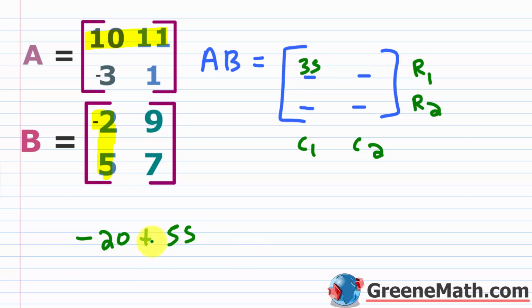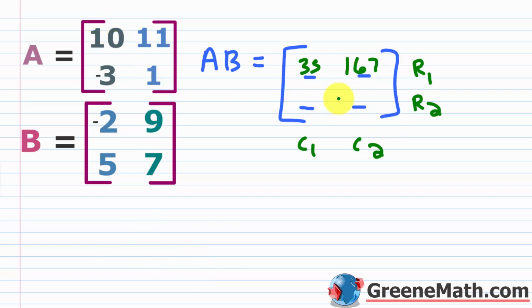And then what would I do next? Well, I want to move into this one. So same row up here, but different column over here, okay? So I would do 10 times 9, which is 90. Plus 11 times 7, which is 77. And if I do 90 plus 77, I'm going to get 167. Okay, so again, very, very easy.